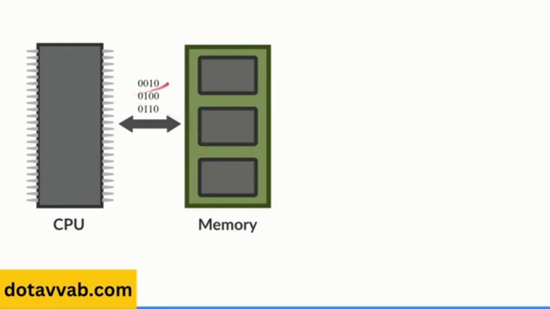CPU and memory are connected together and they exchange data, and sometimes CPU needs an information that is in the memory, so it retrieves it from storage, and sometimes it sends data to memory to store it. And of course, they send data using zeros and ones.